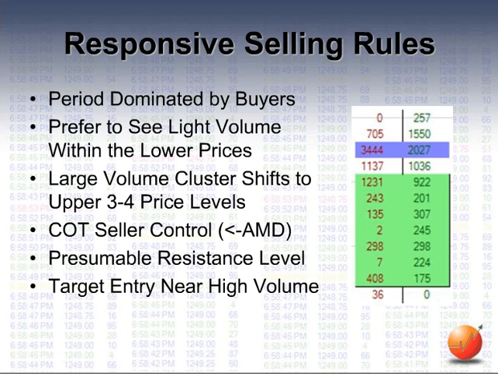Obviously, we want to see the volume cluster shift up to the top. Specifically, we want it to be in the upper 3 or 4 price levels. Okay? We don't want it to be any further off of that. It'll make it very difficult for our risk to reward. When we're looking for commitment of traders numbers here, we're looking for something to be smaller.